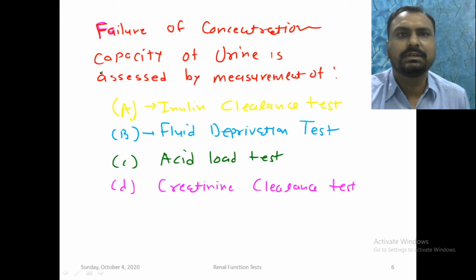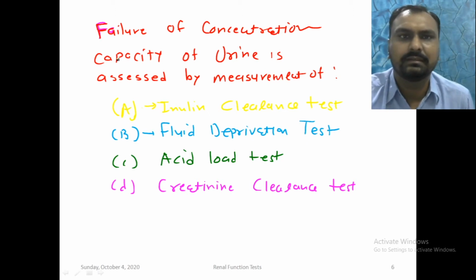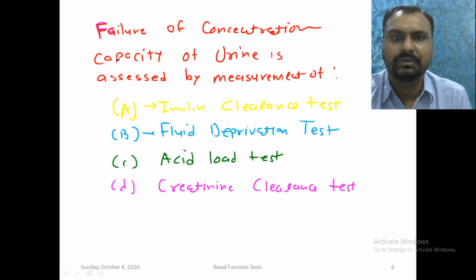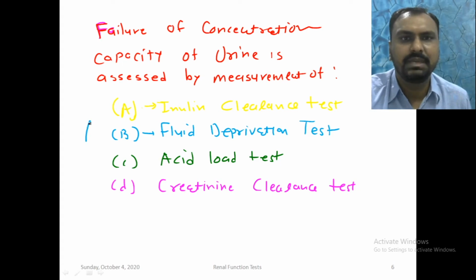Now coming to the third MCQ: failure of concentration capacity of the urine is assessed by the measurement of A. Inulin clearance test, B. Fluid deprivation test, C. Acid load test, or D. Creatinine clearance test. So concentration capacity of the urine is measured by, here the answer is B.